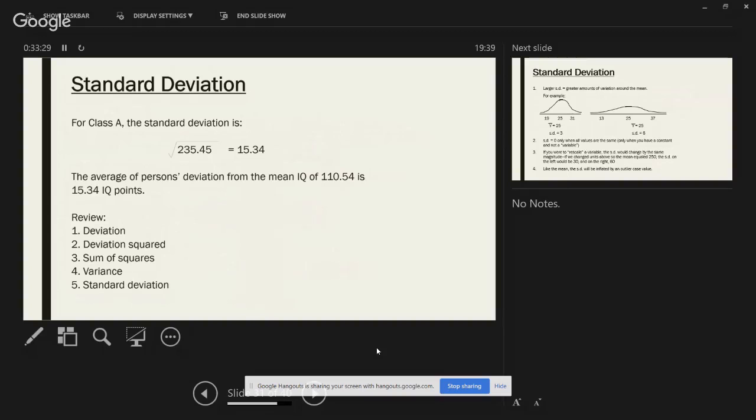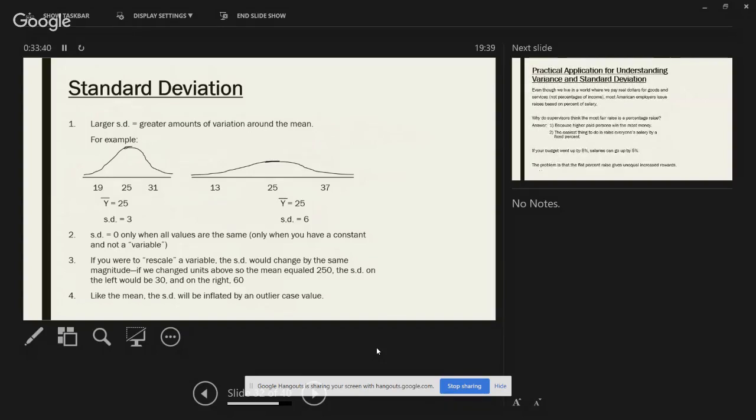Variance doesn't make sense alone, but when converted to standard deviation, it does make sense. And a few other points about standard deviation. If we have a larger standard deviation, a greater amount of variation will be there around the mean. Standard deviation is going to increase if our range is increasing. And standard deviation can be zero in only one case, when we don't have different numbers.